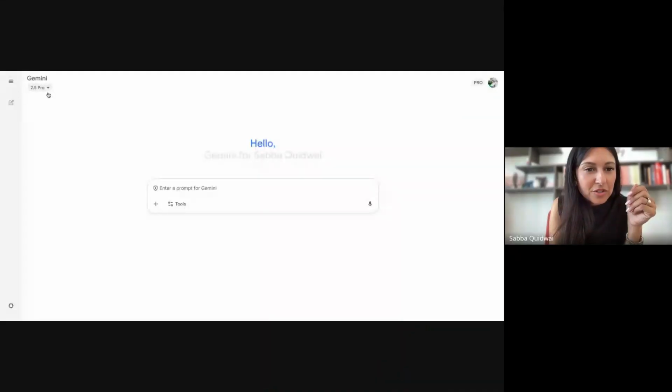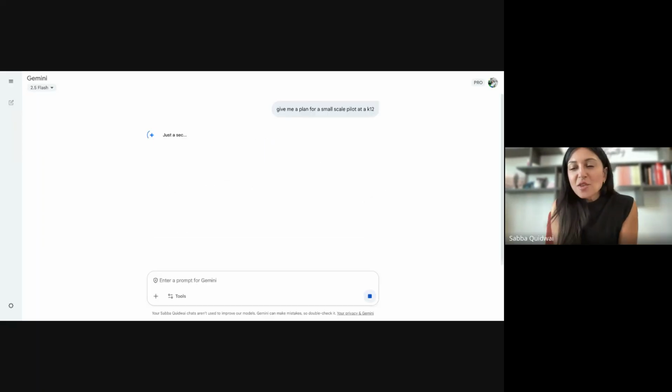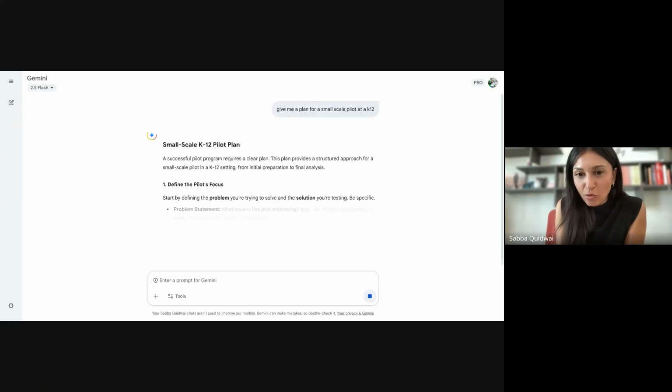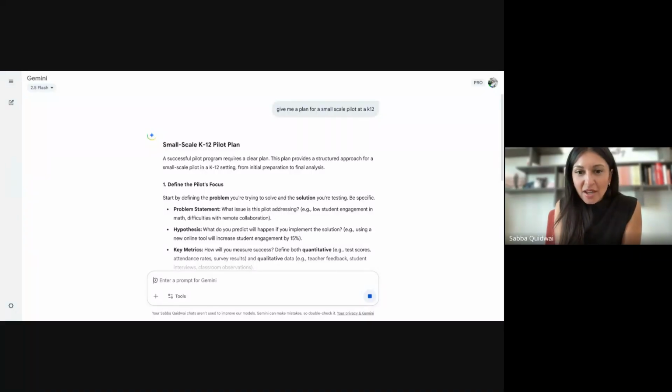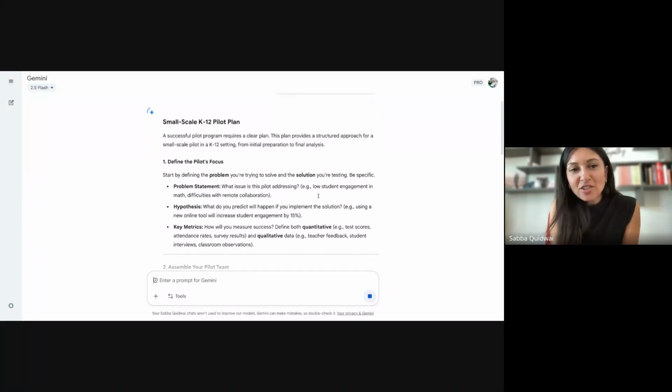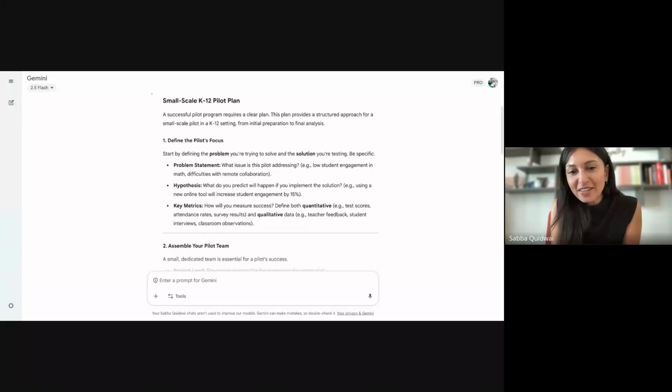The biggest piece that's missing for people is context. And so what happens when people are like, oh, just give me a plan for a pilot. So if I just come over here to Gemini, and let me go to the regular version, and say, give me a plan for a small scale pilot at a K-12, the results are just going to be so broad. It's not that it won't do it. But actually, these tools have gotten really good at this as well.